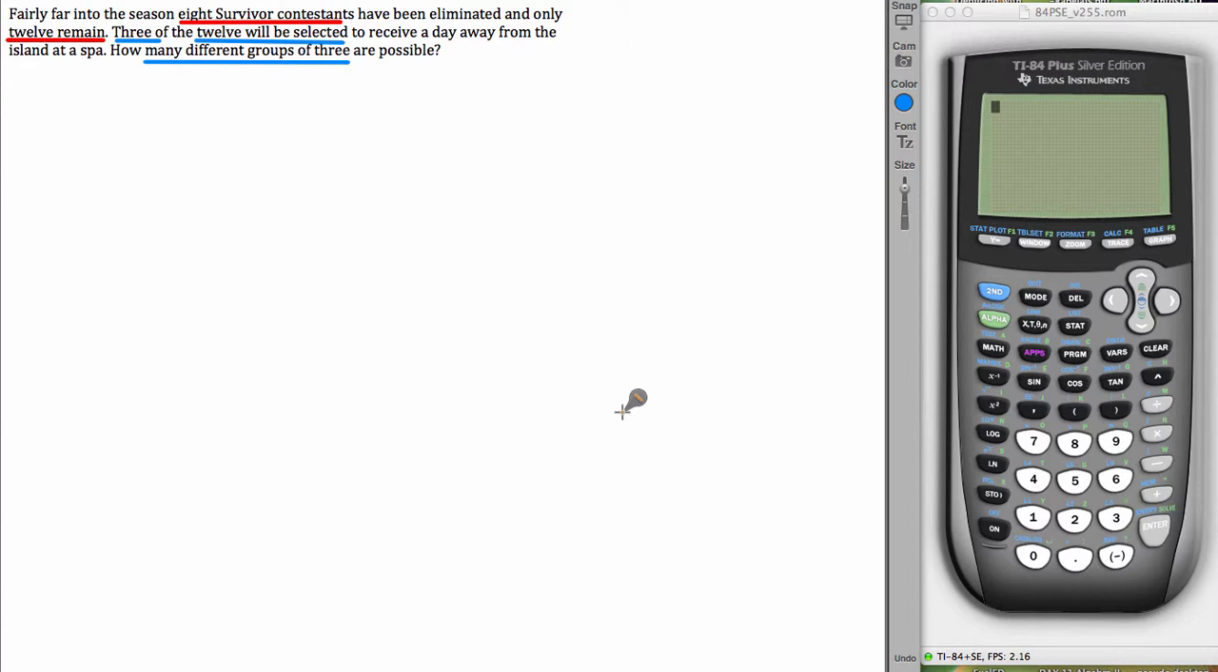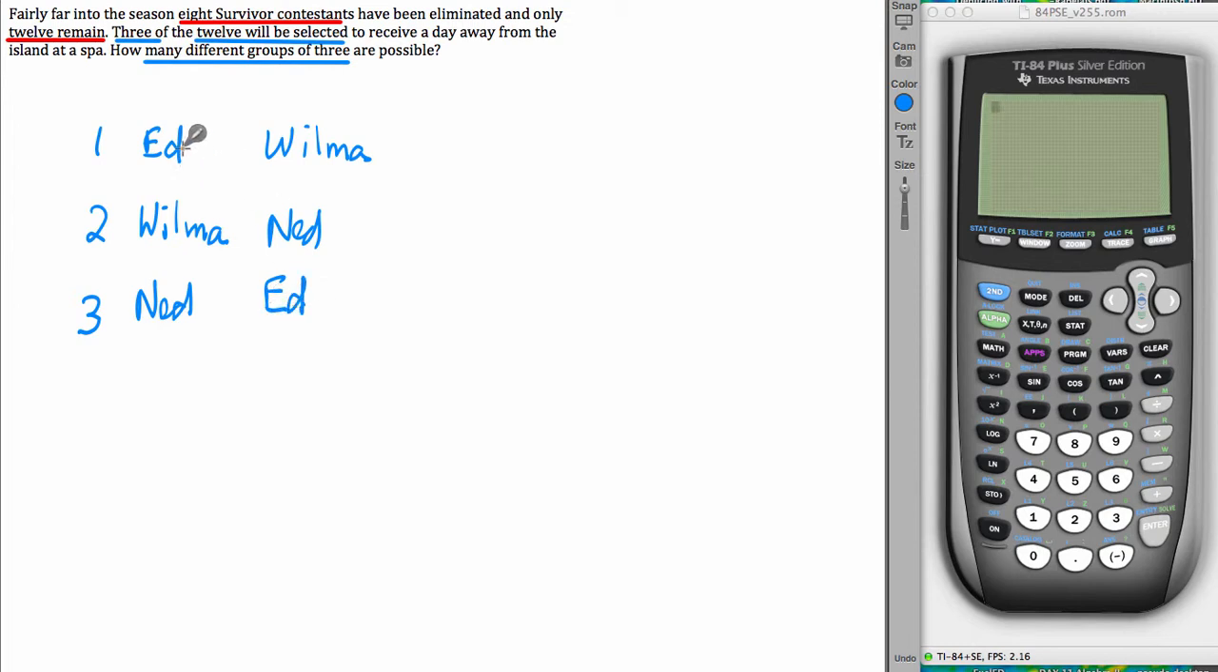So you think about it a little bit and you realize that there are going to be 3 different contestants who get to leave the island for a day and go to a spa. And that might be Ed, Wilma, and Ned. Now, I've put Ed next to 1, Wilma next to 2, and Ned next to 3, but whether I write it that way or I write it this way, Wilma, Ned, Ed, it doesn't matter. It's still the same 3 people who are leaving the island for that day. So we come to the conclusion that order does not matter in this problem.